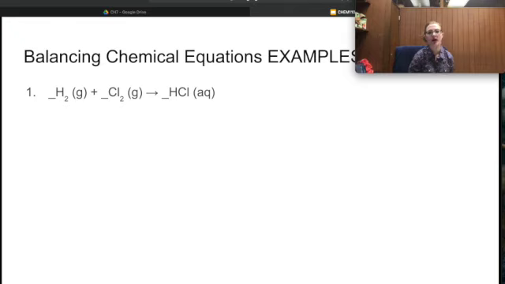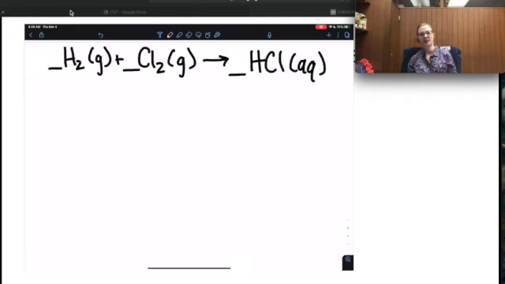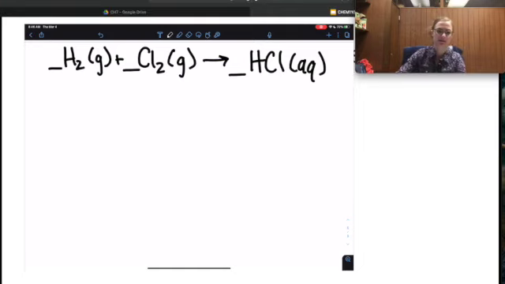So we have, okay, so we're going to go ahead and balance this chemical equation. So we see the H2 gas is reacting with the chlorine gas, Cl2, to give us HCl. So first and foremost, we need to determine if this is a balanced chemical equation. So the first thing I do is I look at the original problem and I count the number of each kind of atom in the original problem.